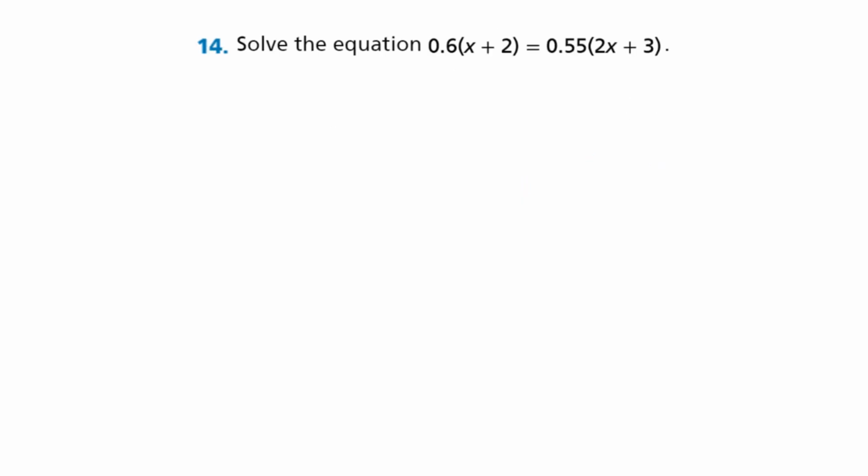We start by solving the equation. We multiply both pieces of the parentheses. 0.6 times x makes 0.6x. We multiply the 0.6 times the 2 to get a value of 1.2. Multiplying the other side of the problem, 0.55 times 2 gives you a value of 1.1. 0.55 times the value 3 gets you an answer of 1.65.